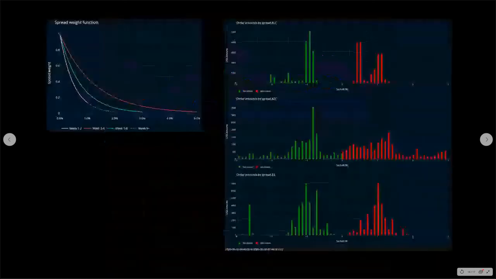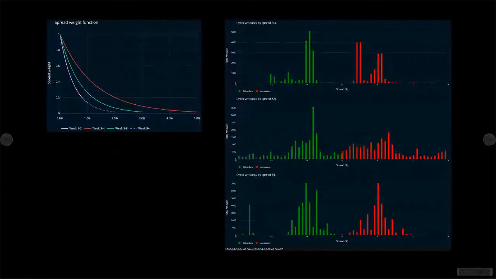So this is, I think, pretty interesting. This is the distribution of spreads for our liquidity miners. Right now, you can see that we use an exponential decay function in order to incentivize people to set lower spreads. So the tighter your spread, the bigger portion of the rewards you get.